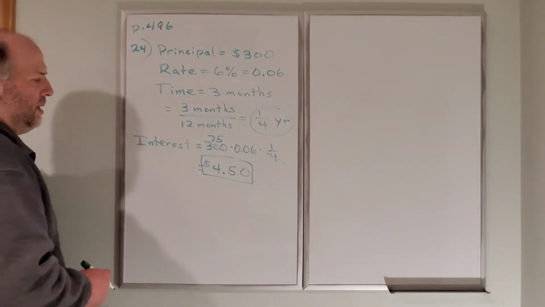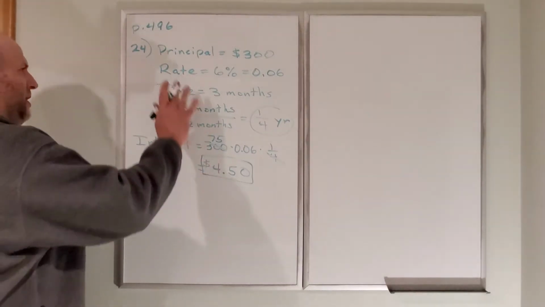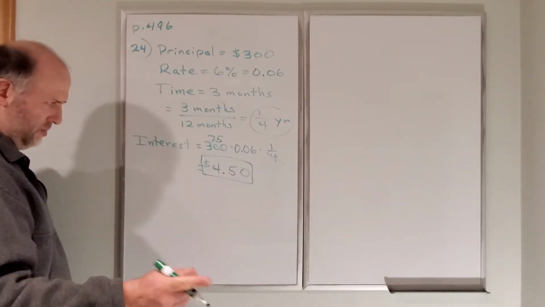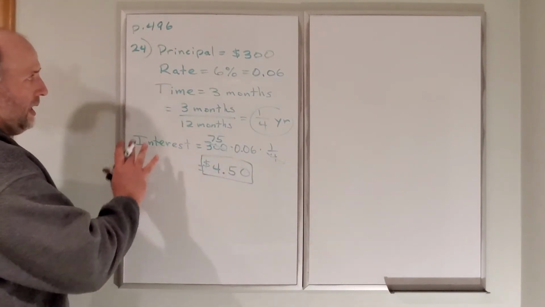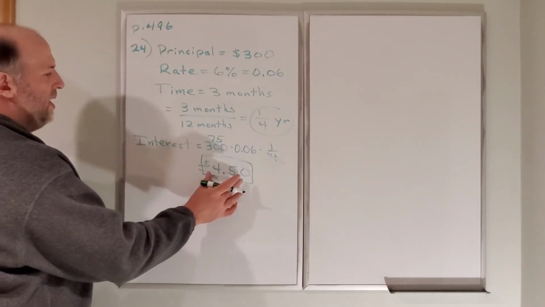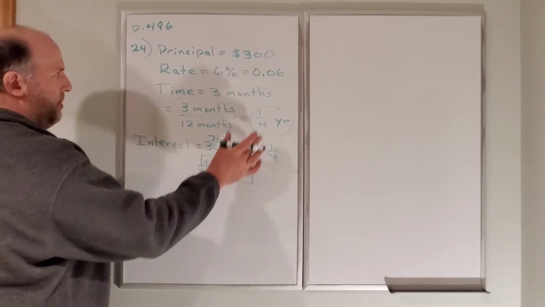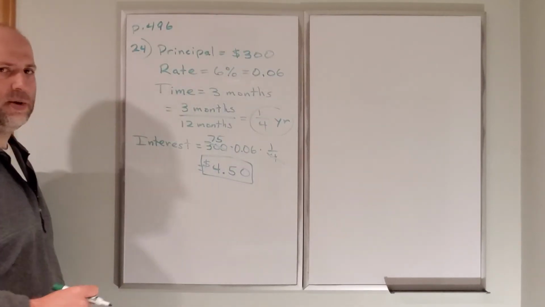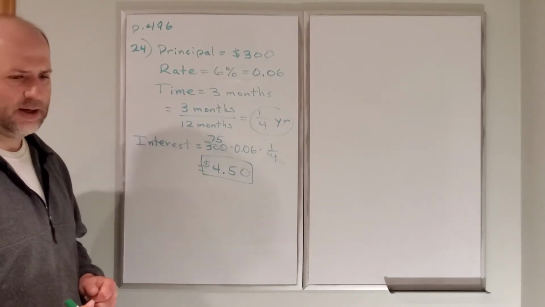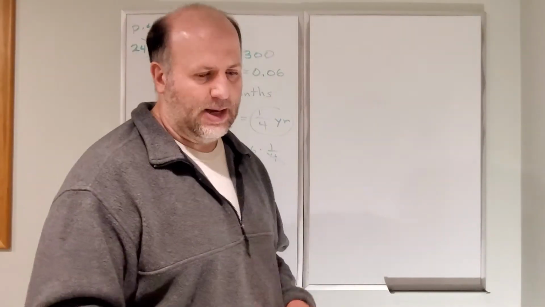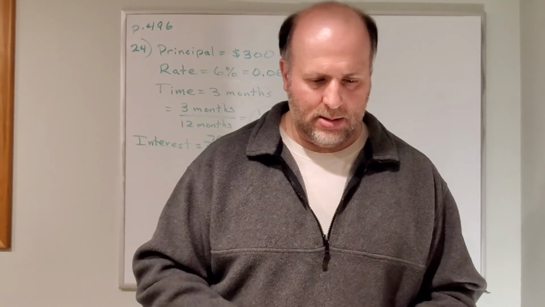So, but again, that's all they want. They don't need the final payback amount. But as I mentioned earlier, if you do need to calculate this for another problem, you'd have to take this additional amount, add it to your principal. That would be your final payback amount. But here, they just wanted us to calculate the interest on the loan, and that was it.